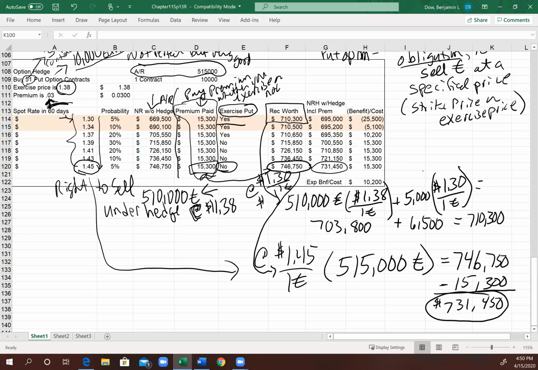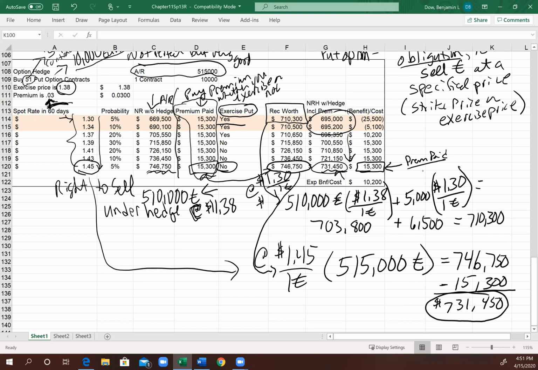So if we decide to hedge with a put option and something good happens and the euro goes up, then we still receive more than we expected, but we won't receive as much as if we didn't hedge. And the difference, or the cost of using the option, is the premium paid. So the difference between these two is just the premium paid. So what happens is the put option basically sets a floor for the minimum amount they can be worth, but it allows us to take advantage of it going up.